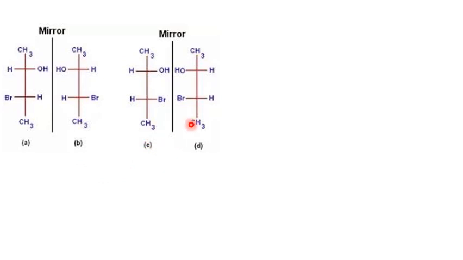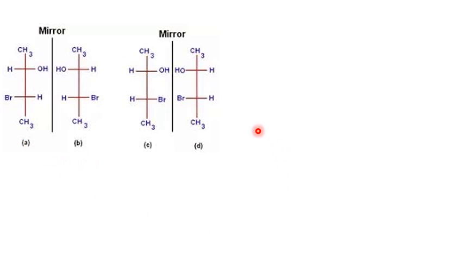And C and D, you see here, OH in this direction and CH3 in one plane, and OH and H are in the opposite plane. So OH this side and H this side. So C and D are enantiomers. A and C are diastereomers. They are not mirror images to each other.